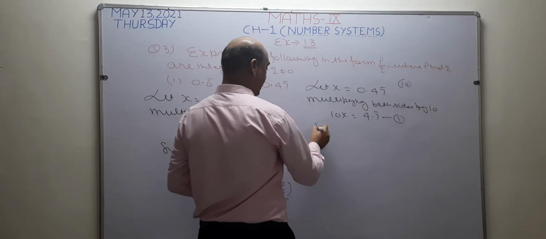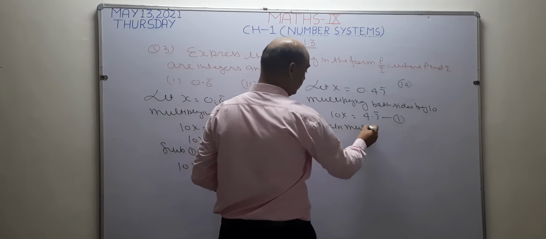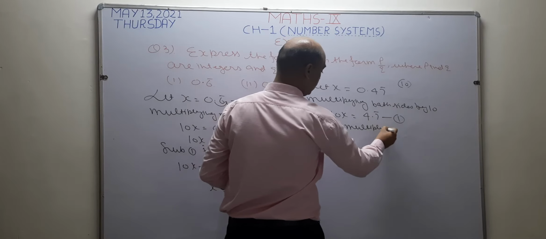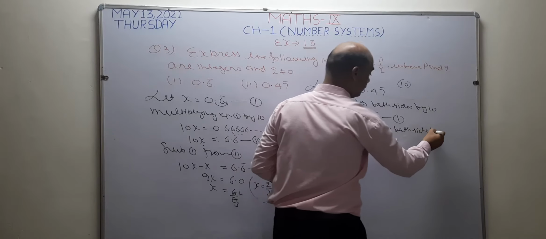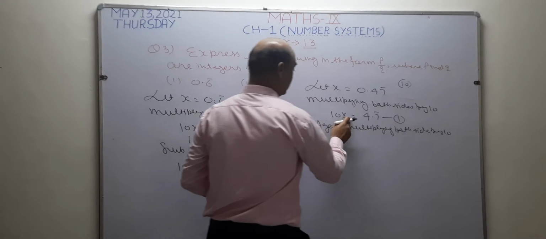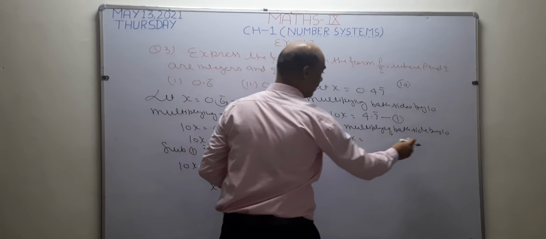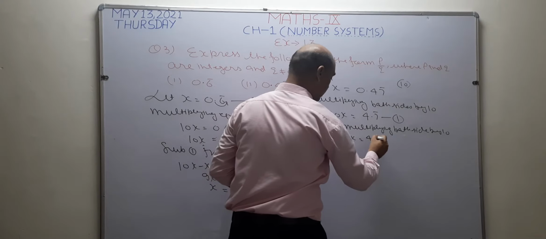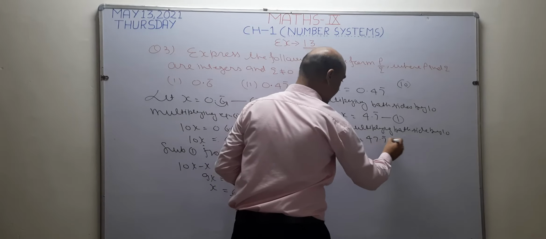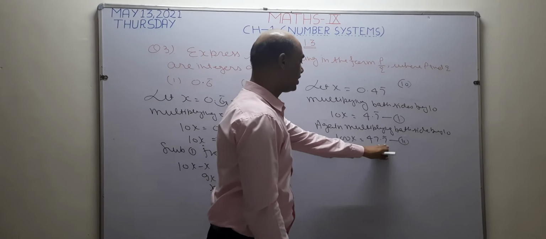So right here, again multiply both sides by 10. When I multiply this 10x by 10, this becomes 100x. When I multiply this by 10, the decimal point goes one number back, so this is written as 47.7 bar.